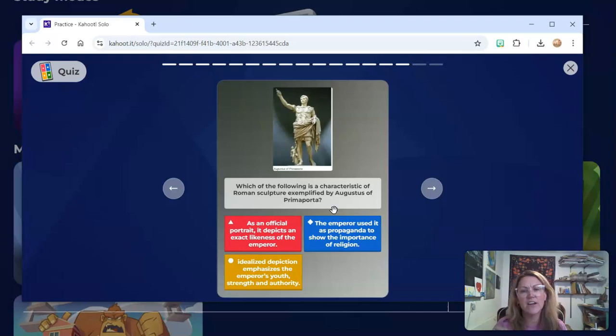Which of the following is characteristic of Roman sculpture, exemplified by Augustus of Primaporta? The idealized depiction emphasizing the emperor's youth, strength, and authority is a characteristic of Roman sculpture, exemplified by Augustus of Primaporta.